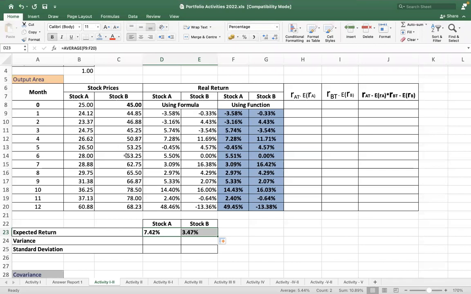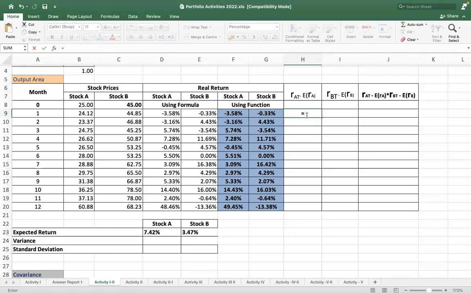Right. Sorry for the interruption. So we have calculated the expected return. Hopefully you all calculated. Then we need to calculate the variance. So let's complete these two columns. Then we can easily calculate the variance of each stock.